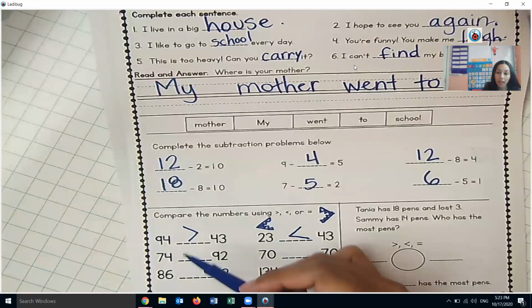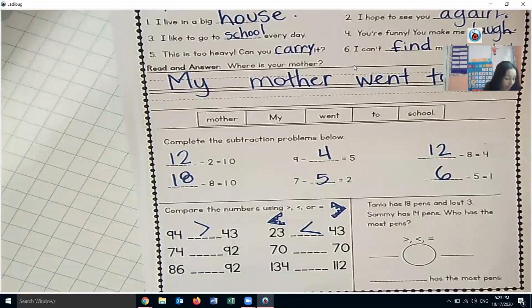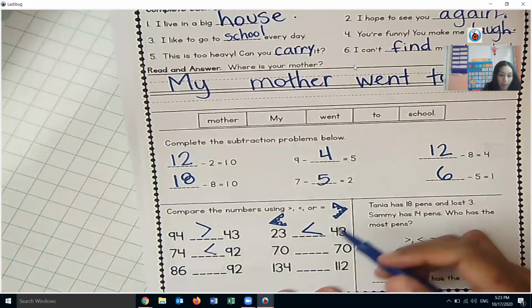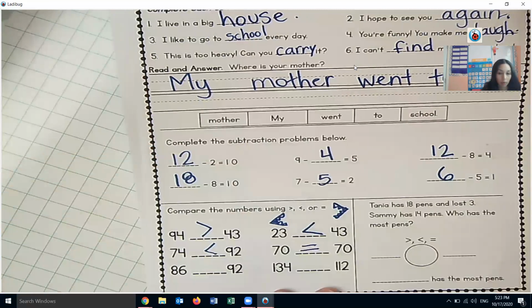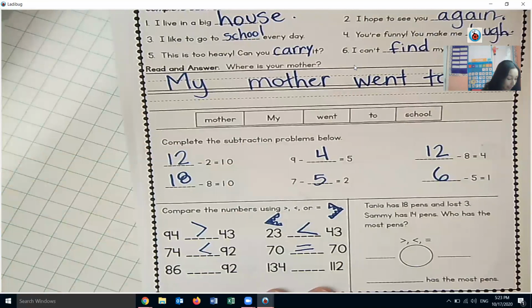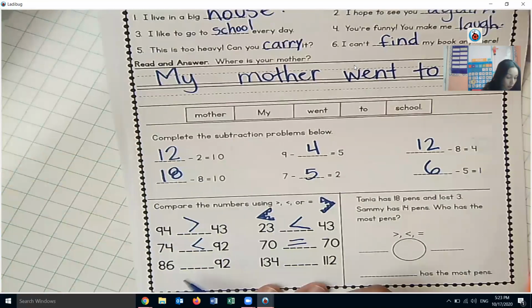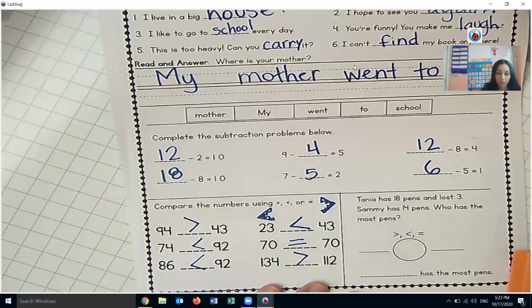Between 74 and 92, we're going to open up to 92, which is bigger. And sometimes this will happen. The numbers will be the same. 70 and 70 is the same, so we're going to write an equal sign in the middle of those two. 86 and 92, 92 is bigger. Between 134 and 112, 134 is bigger.